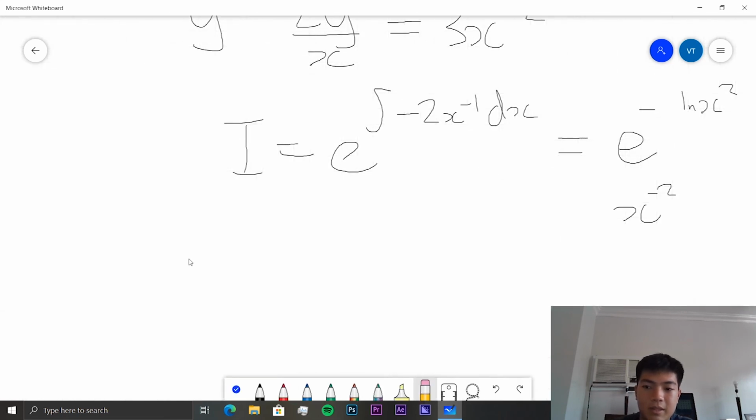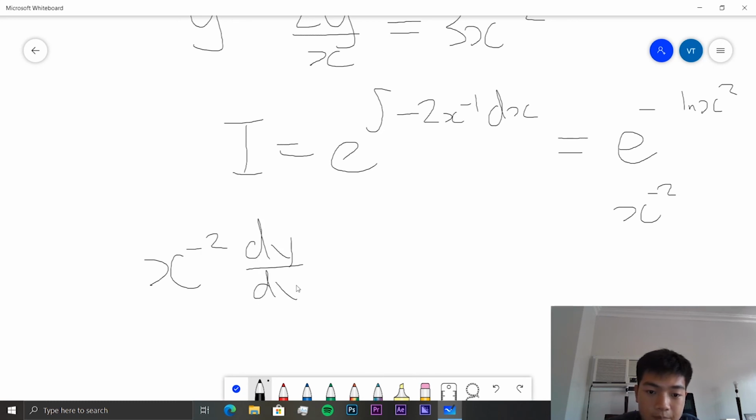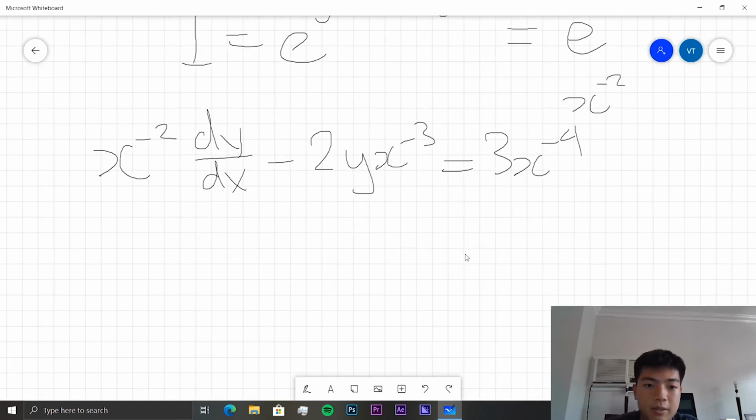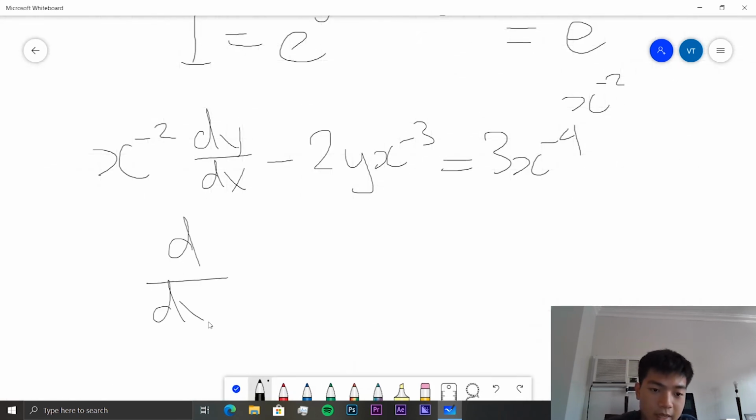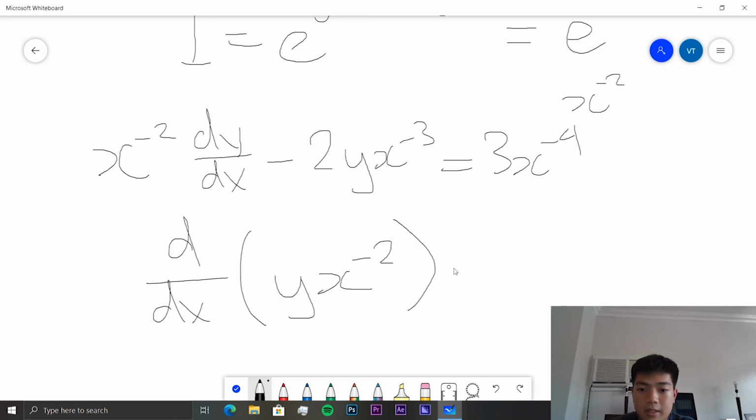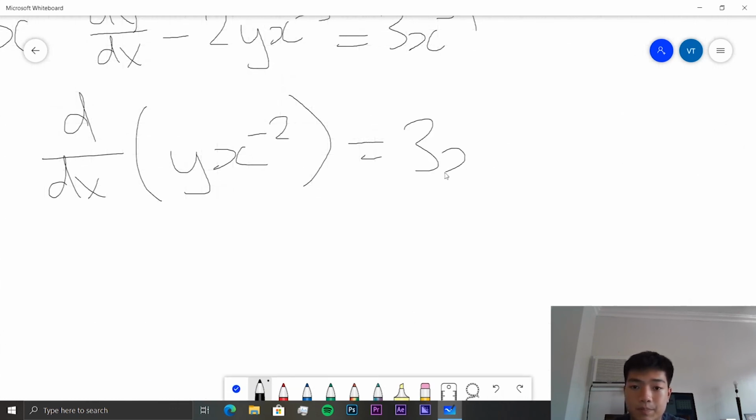Okay. So we have x to the negative 2 dy over dx minus 2y x to the negative 3 is equal to 3x to the negative 4. So, of course, this is product rule, so d over dx of y times x to the negative 2 is equal to the integral, so this is equal to 3x to the minus 4.